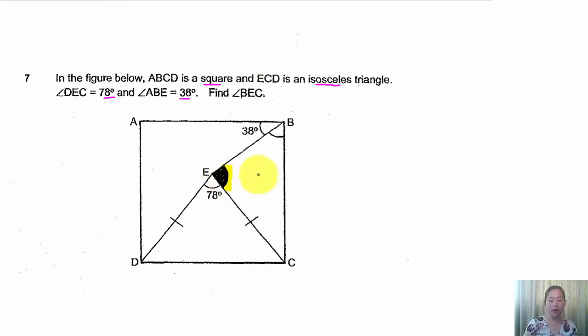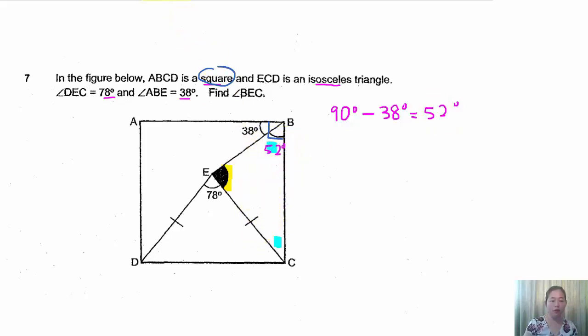So to find this angle here, we have to look at the surrounding information. For example, this is a right angle because this is a square, and therefore we may need to find this degree here and also this degree here so that we can find BEC. So let's try. Number one, to find the degree here, we need to use 90 degrees minus 38 degrees, which is equal to 52 degrees. So this is 52 degrees.